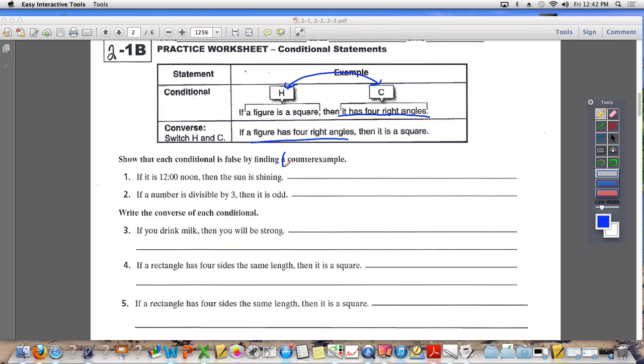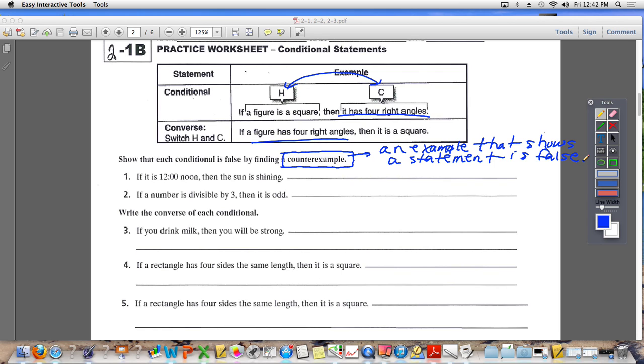So what I would like you guys to do is put a big old box around counterexample. We're going to write a little definition here. A counterexample is an example that shows a statement is false. An example that shows that a statement is false. You don't have to write it in a fancy way. Just give me a counterexample. Write it however you want to write it.